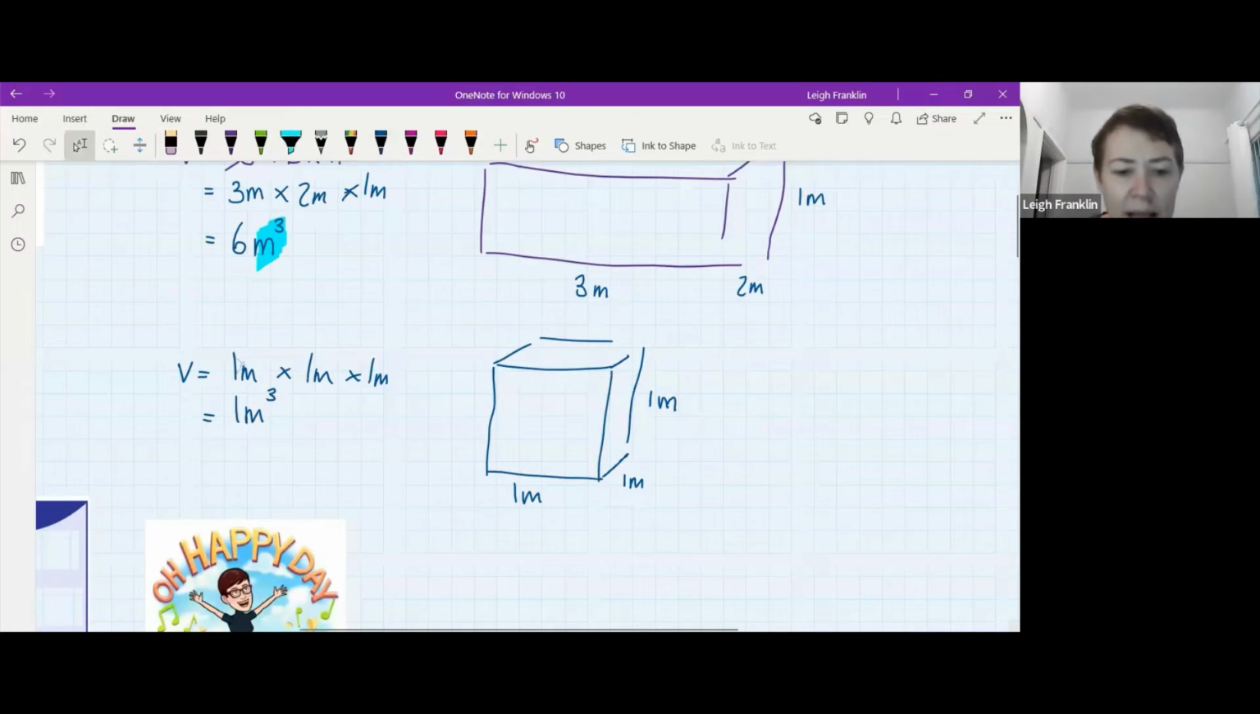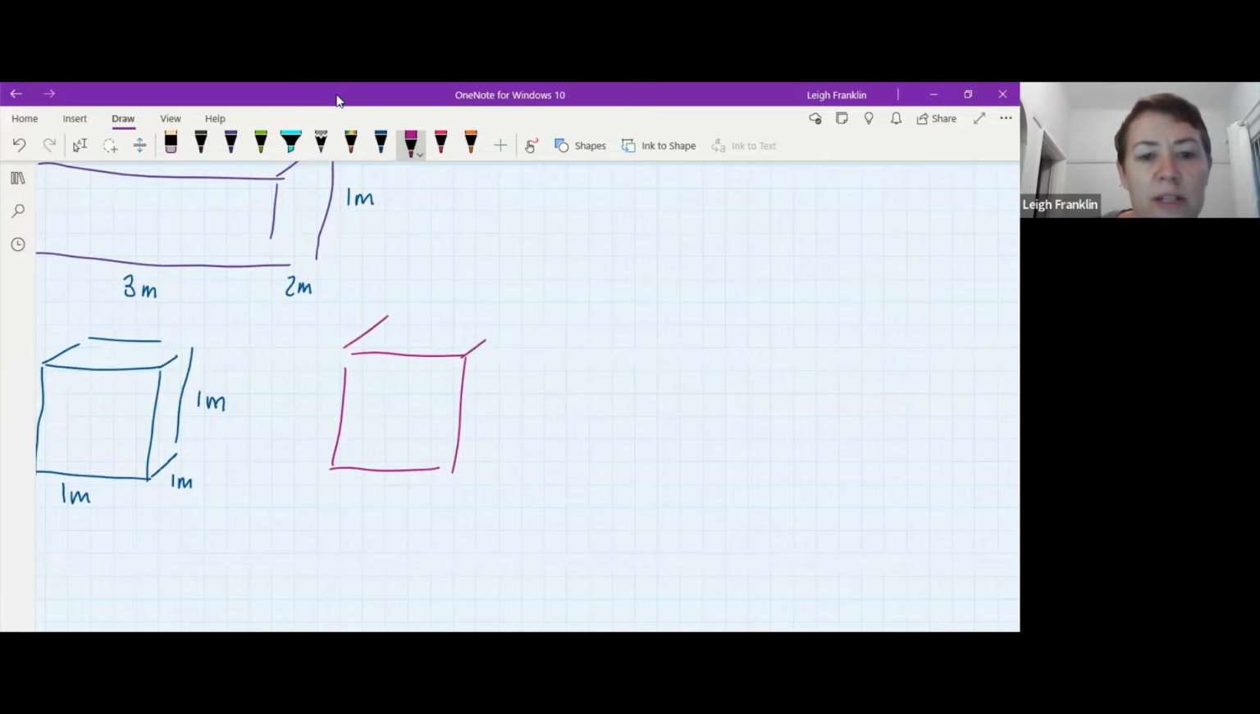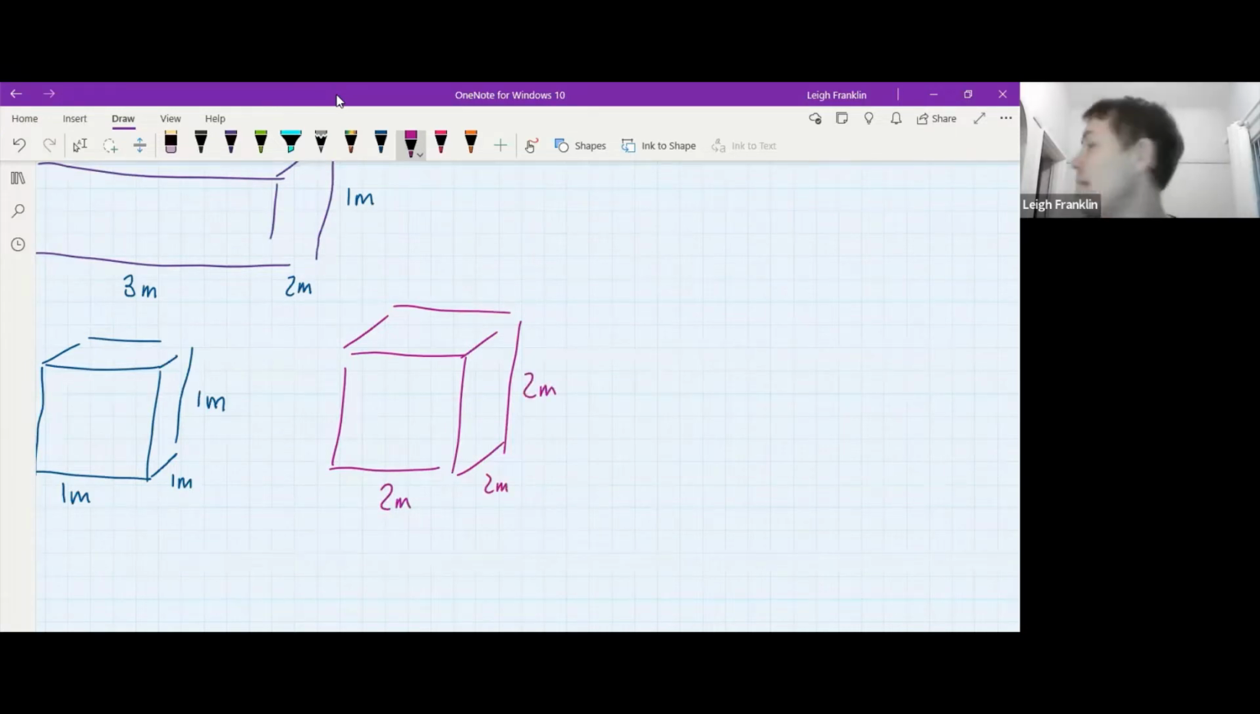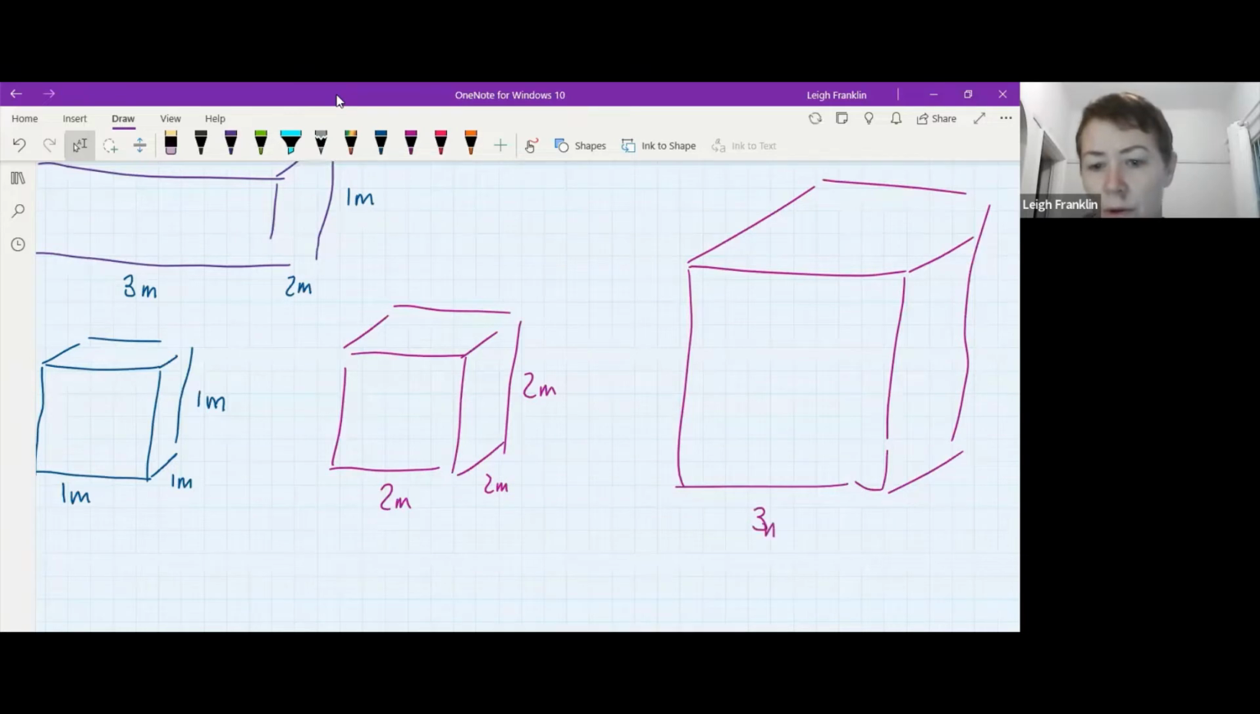Right, so if I had a bigger fish tank, so let's say my fish tank was now 2 meters by 2 meters by 2 meters. Or imagine I'm now talking about a tank of water at an aquarium. Imagine now if my cube was 3 meters by 3 meters by 3 meters. Now that's a lot of water. Okay, so all of these are perfect cubes.